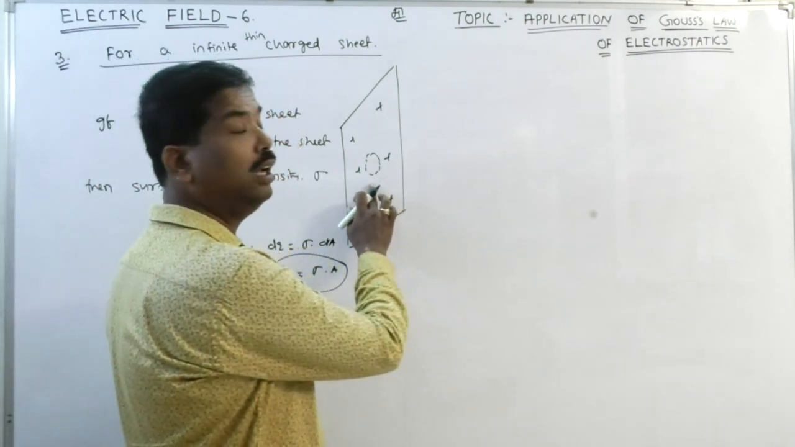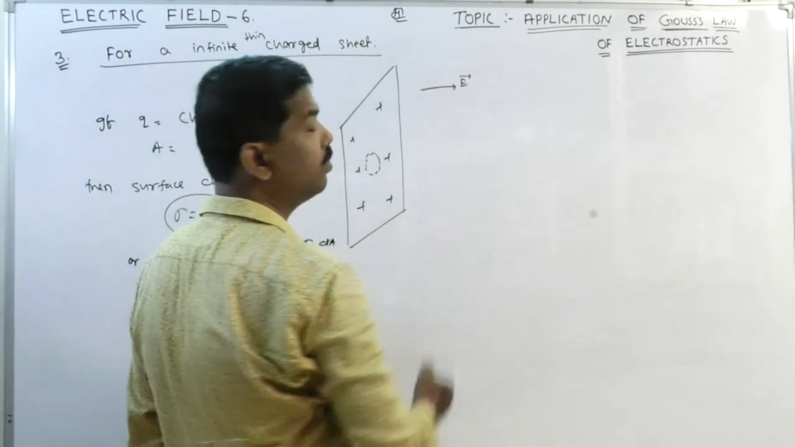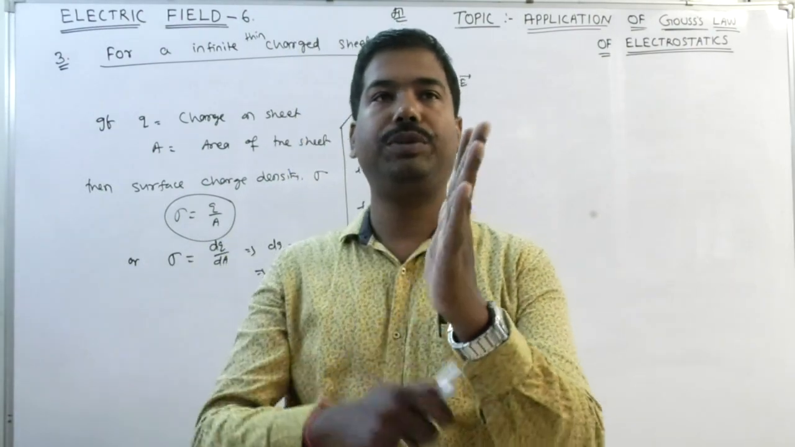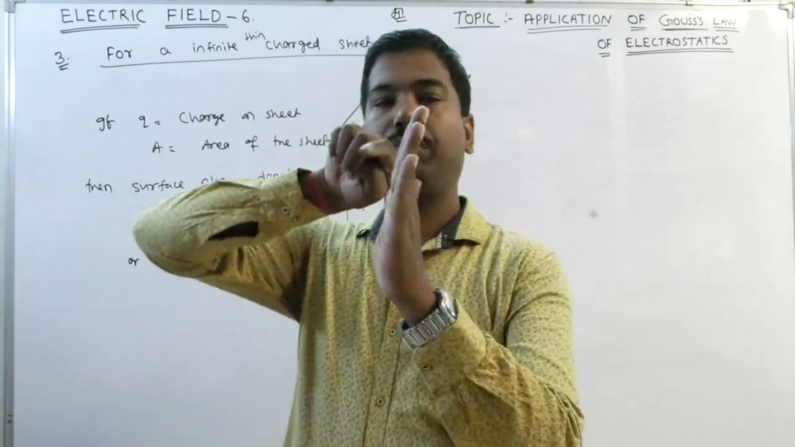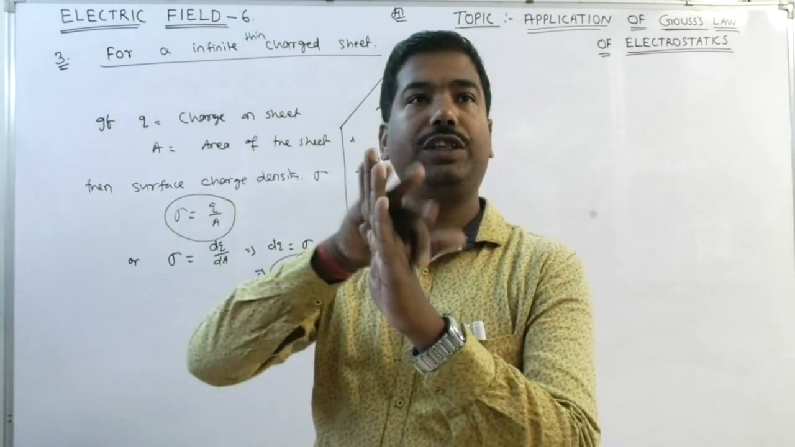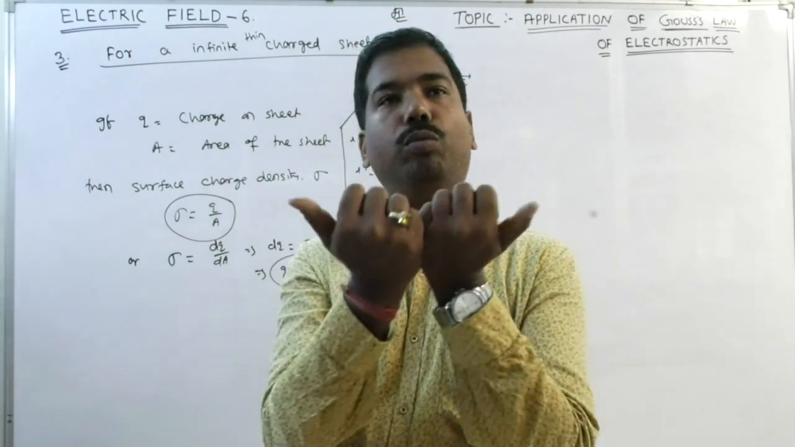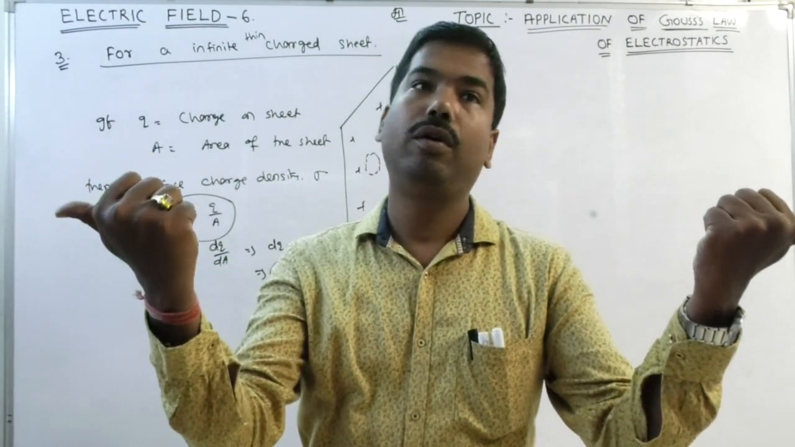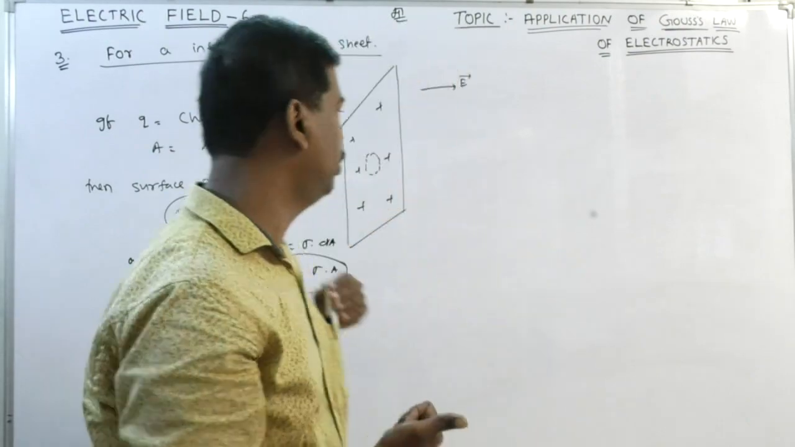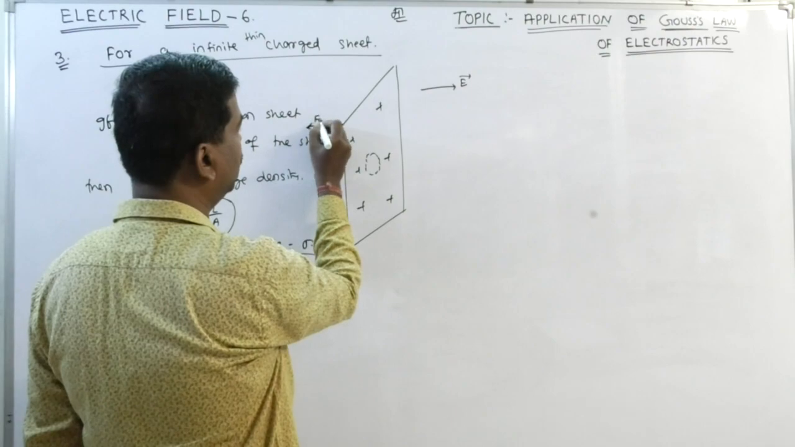So let it be a positive charge, so the electric field is always directed away from it. Clear? Whenever we imagine a sheet, let it be positive charge. From positive charge, the electric field will be away from it. The positive charge is accumulated over the two surfaces, so the electric field is also along that direction. So on both sides the electric field will be perpendicular to the surface of the conductor and away from it. So E vector in both directions.